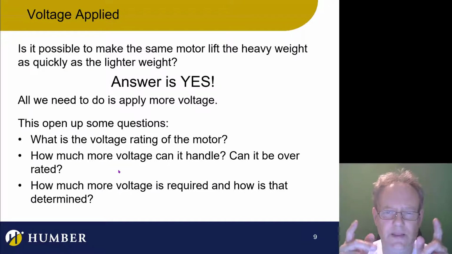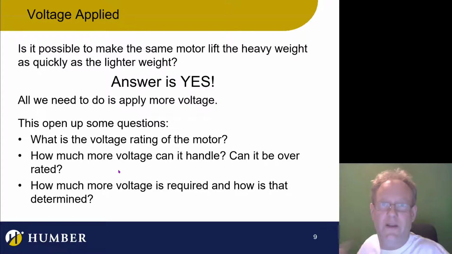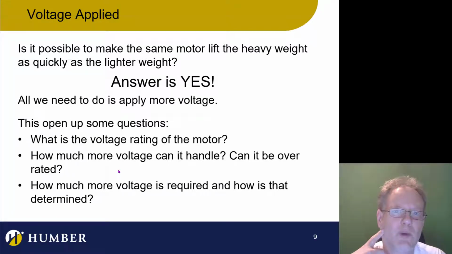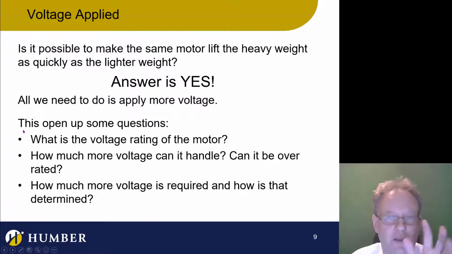Is it possible to make the same motor lift a heavy weight as quickly as the lighter weight? Well, yeah. That would mean the same motor would be producing more power lifting the heavier weight than the lighter weight. If we kick the voltage up, how much would we have to kick it up? That depends on a lot, but the root of it is a basic formula that boils down to power. So let's take a look at the formula for power.